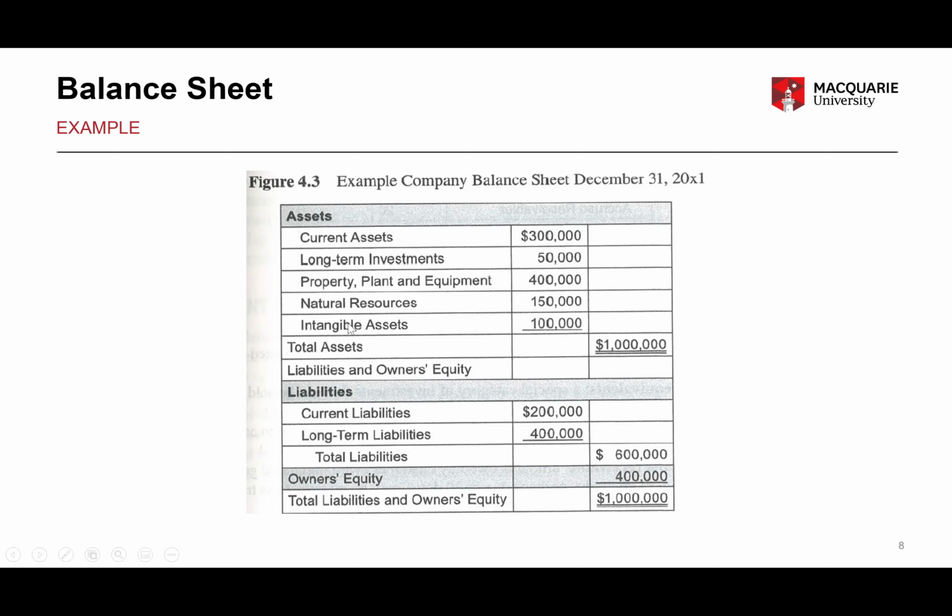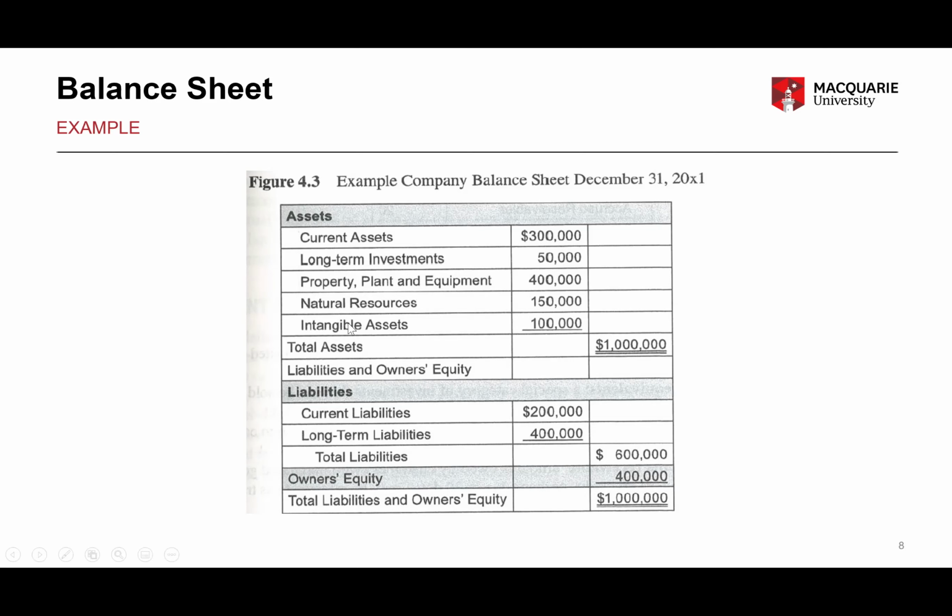Then we can list the liabilities and owner's equity here. So we've got some current liabilities and some long-term liabilities. We'll add those up and that gives us total liabilities. And then we have our owner's equity. So we add the liabilities and owner's equity and that equals the assets. Right, so the balancing is important here, and as we get into our modelling later on, that's something that we always need to make sure of, as we said.